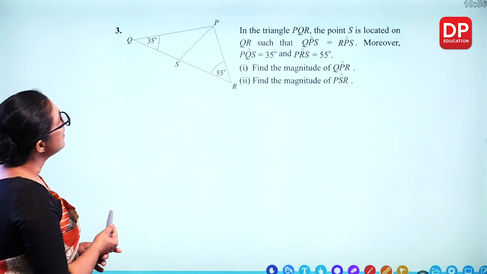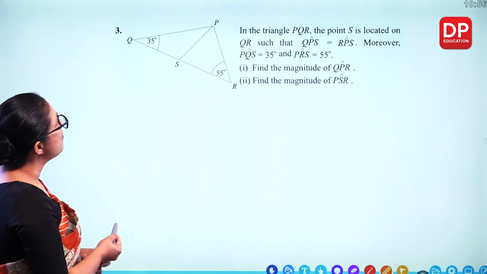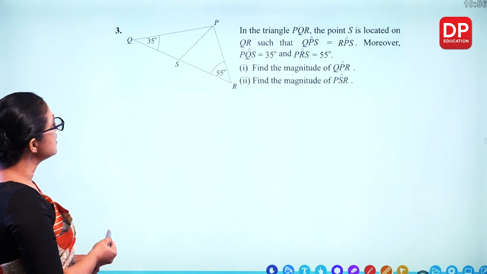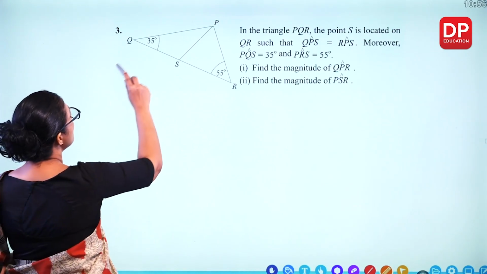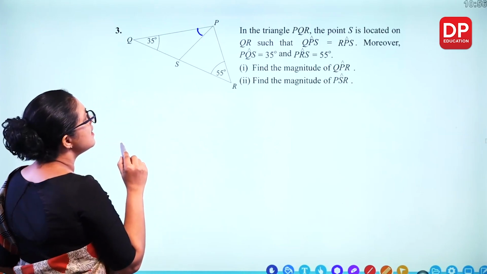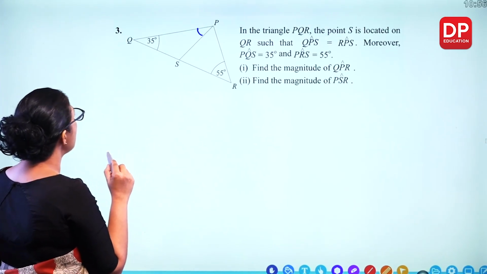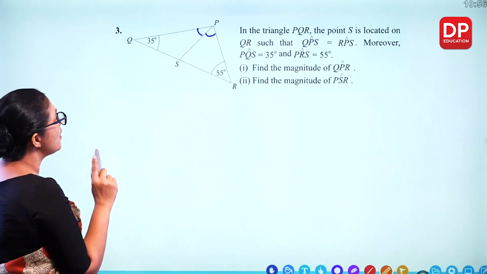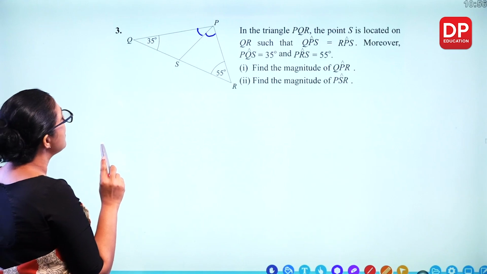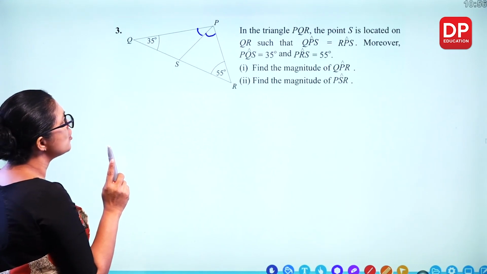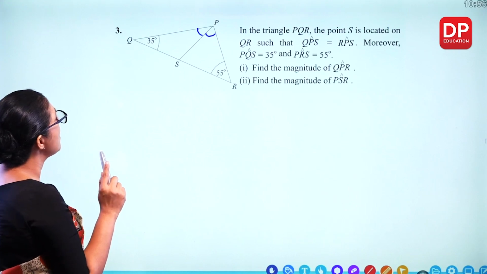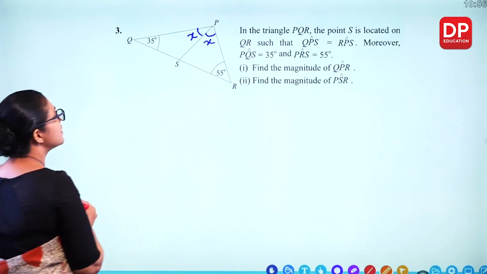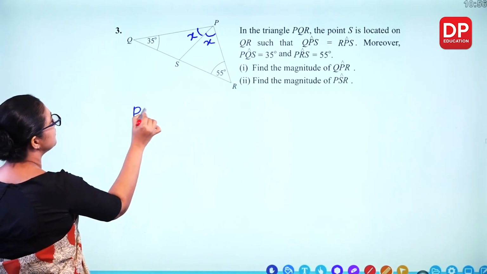Question number 3. In the triangle PQR, the point S is located on QR such that QPS, this angle is equal to RPS. These two are equal, given. Moreover, PQS is 35 and PRS is 55. Find the magnitude of QPR. QPR is double of that. So, we'll put x here. This is also x. Now, we can take PQR triangle.